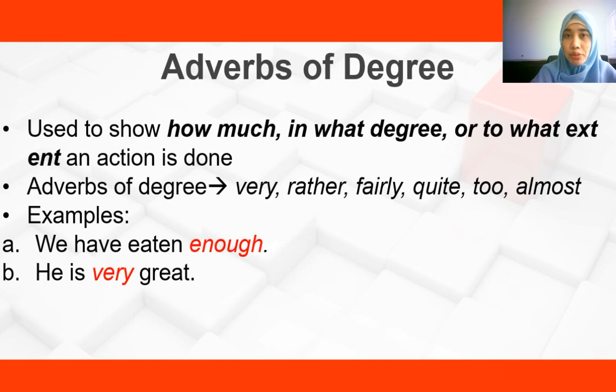Next, adverbs of degree. We have discussed it in the beginning. Adverbs of degree are used to show how much, in what degree, or to what extent an action is done. The examples are very, rather, freely, quite, too, and almost. For example, we have eaten enough, meaning that we have eaten not too much and not too little.